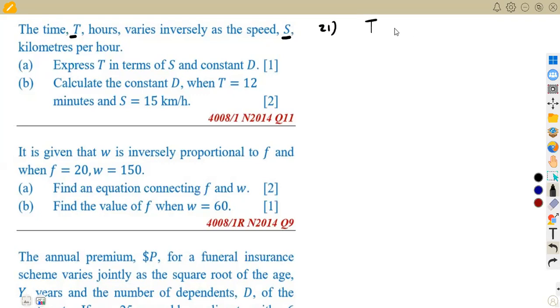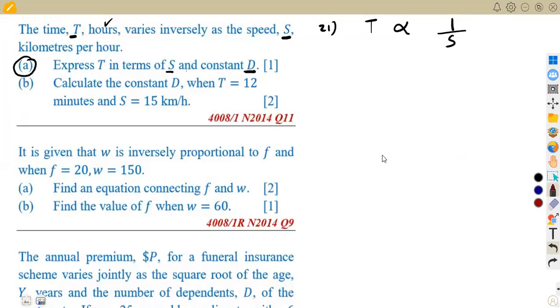So t varies inversely, that is 1 over the speed, which is s. Also the units, this one is hours, this one kilometers per hour. So the question was, express t in terms of s and a constant d. So the constant is not supposed to be k. The constant this time is supposed to be d.